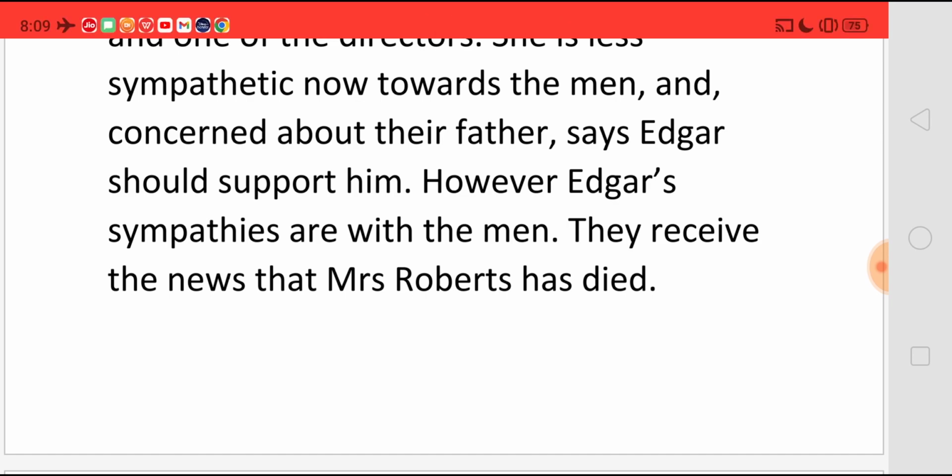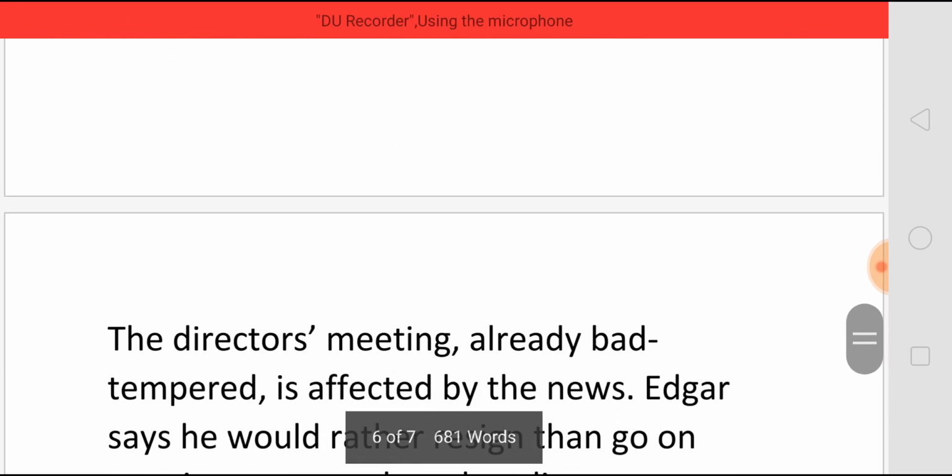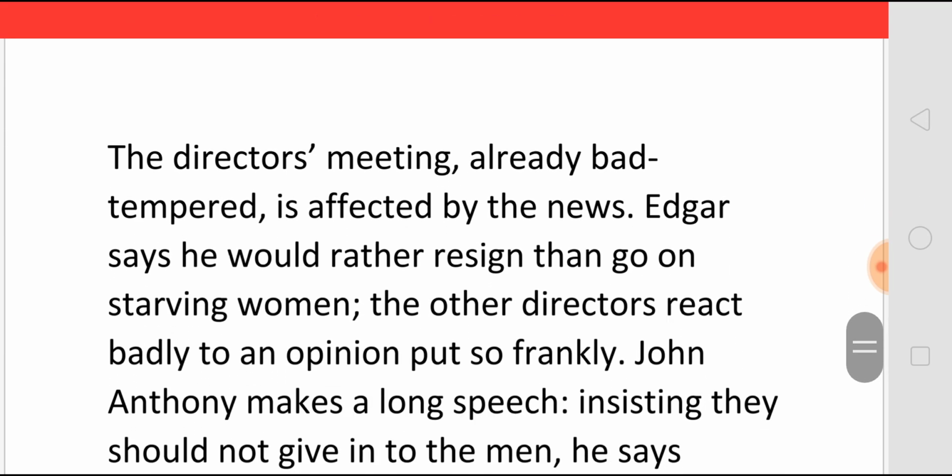At that time, they receive the news that Mrs. Roberts has died. At the directors' meeting, we find that the directors are already in a bad-tempered mood, and the news of Robert's wife Annie's death affects them further. And Edgar says that he would rather resign than go on with all these women starving to death. And the other directors react badly to an opinion put so frankly, and they understand that that is the truth, and they are making their workers starve.